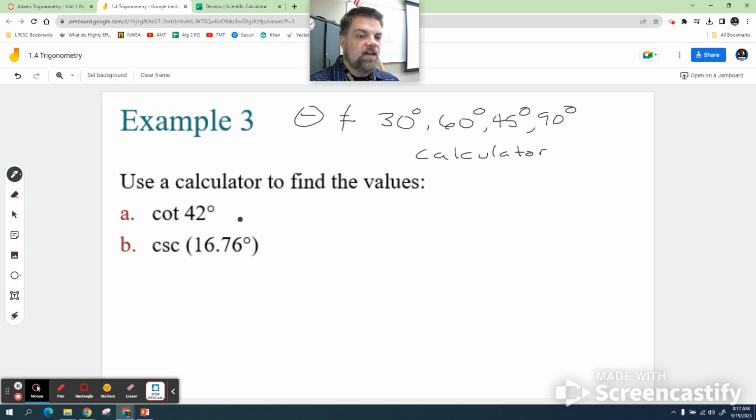Now, the interesting thing about this is cotangent of theta is equal to 1 over tangent. So there's really only one way to put that in the calculator. I need to plug in the tangent of 42 degrees. And so make sure your calculator's in degree mode.